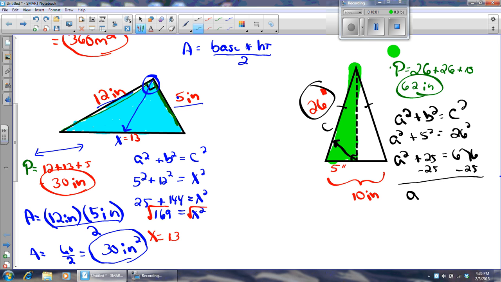Okay, and I'm going to go a squared equals 651. And of course, I need to take the square root of both sides, right? And then a is going to equal, I think it comes out to be 25.5, but I'm going to bring up Google. Hold on.